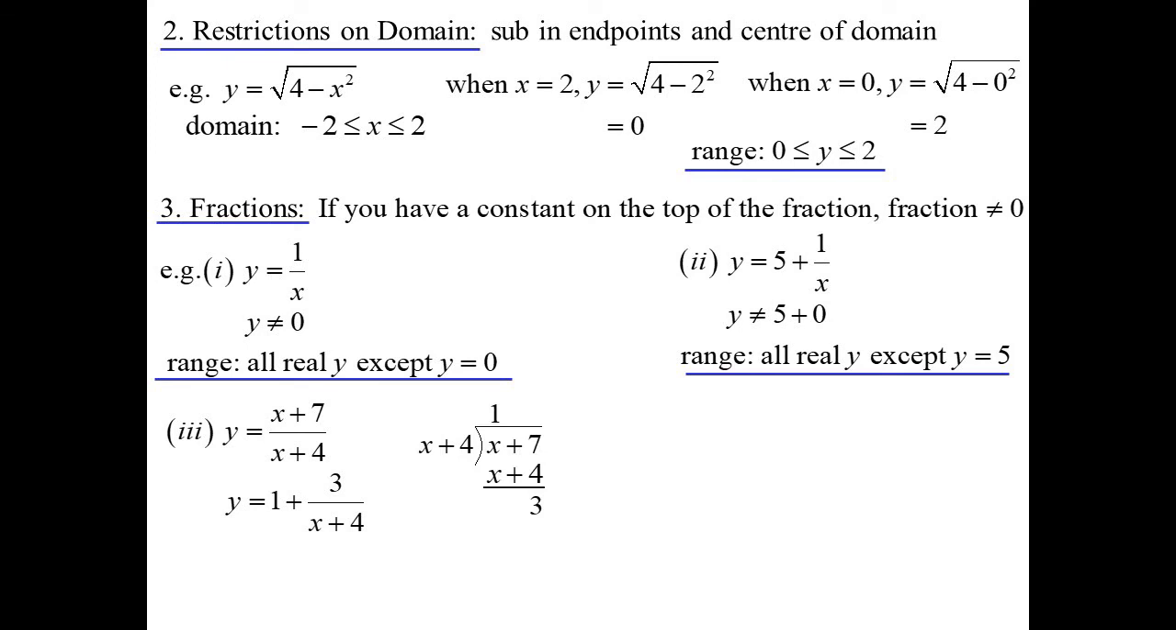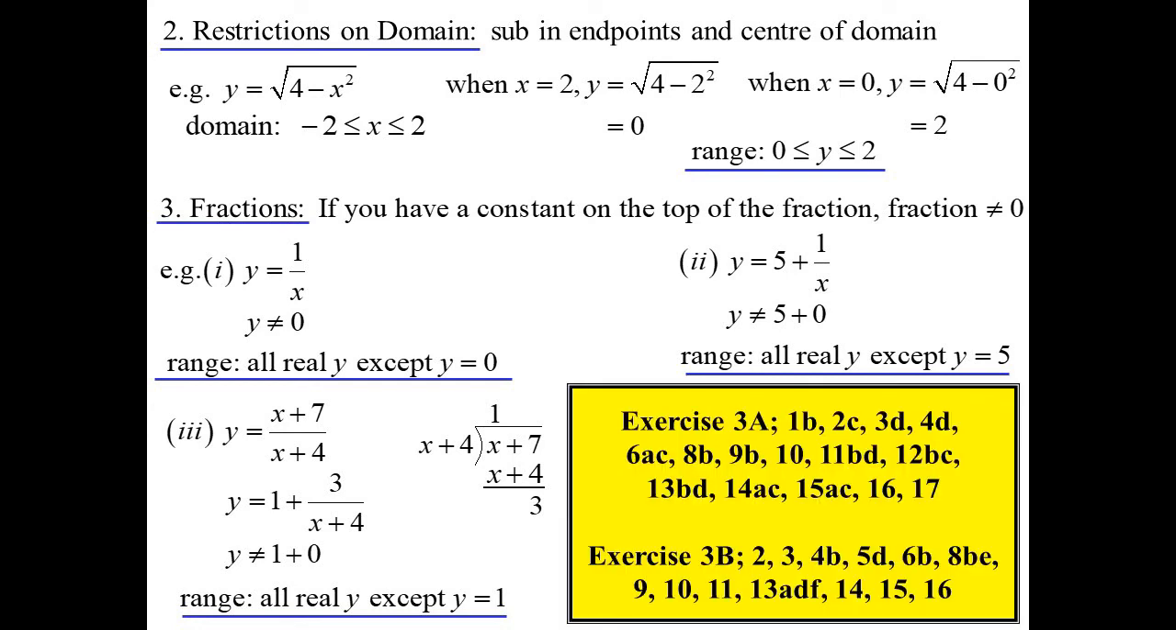So if you're unsure, you remember polynomial division from polynomials? I mean, it's a very simple one, of course, but you can always go back and go, all right, let's calculate it out. So all right, we now know y can't equal 1 plus 0. So all real y except y is equal to 1. All right. Woo.